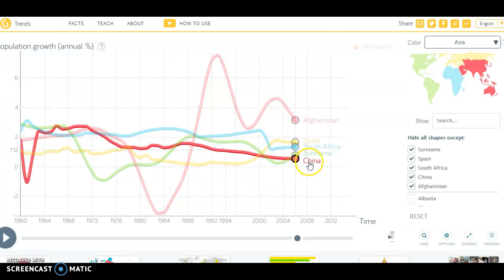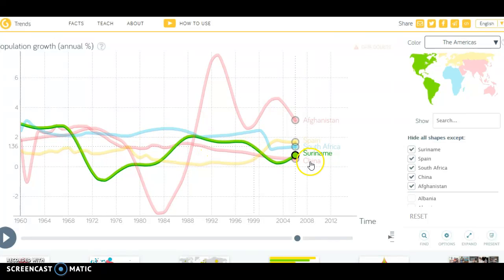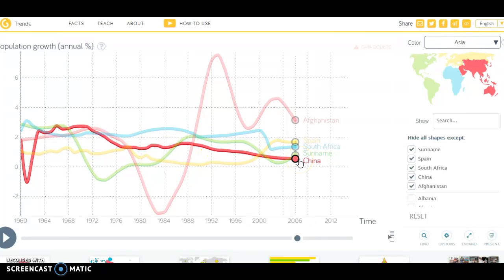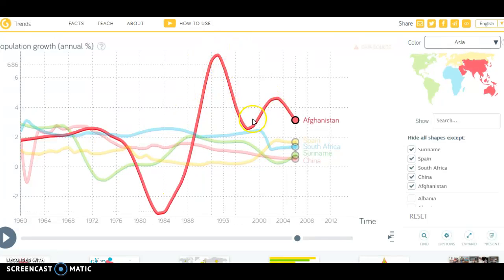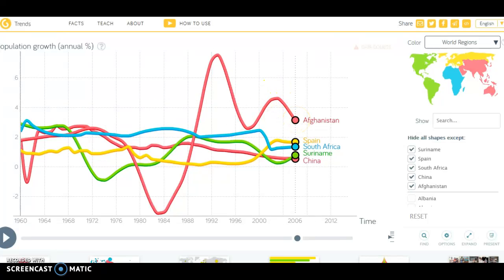And then we have China. At the beginning we saw that China dropped and then it increased and then it was on one level. It was on one level, but Afghanistan made big changes. It increased and then it got down and then it increased and now it's getting down. So let's see what the population growth of the countries will end with.